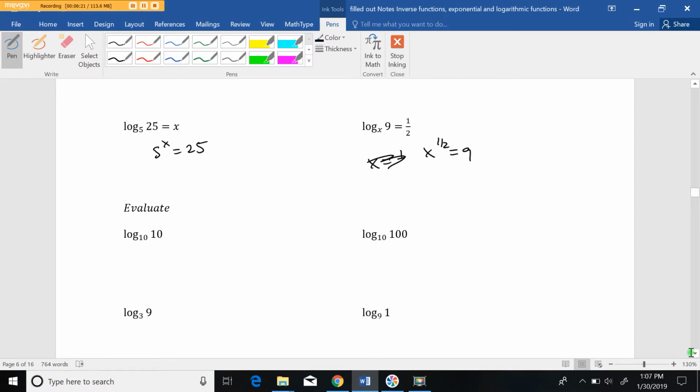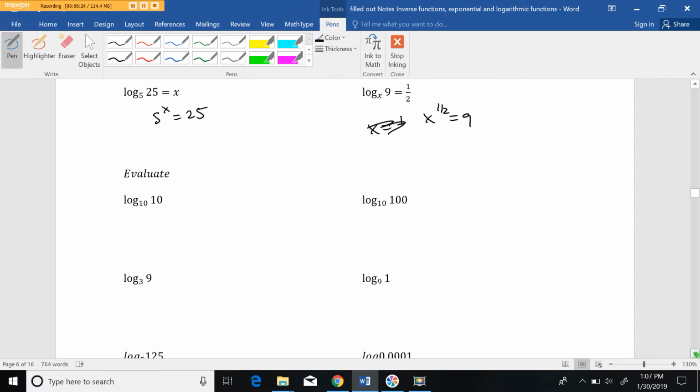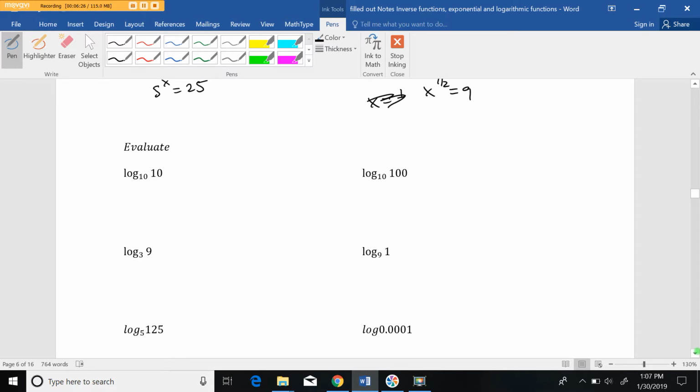All right, now it says to evaluate. Let's go ahead and start taking a look at these. Now when it says evaluate, it means, what are these things equal to? Let's say this is equal to x, and then write it in exponential form. This means 10 to the x equals 10. Well, x has to be 1.